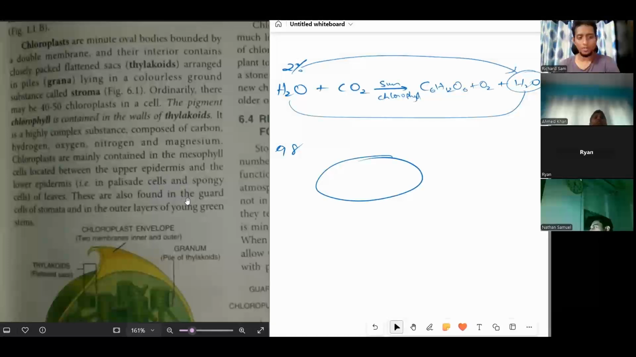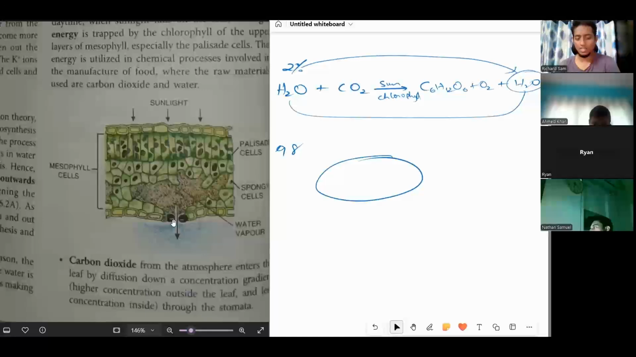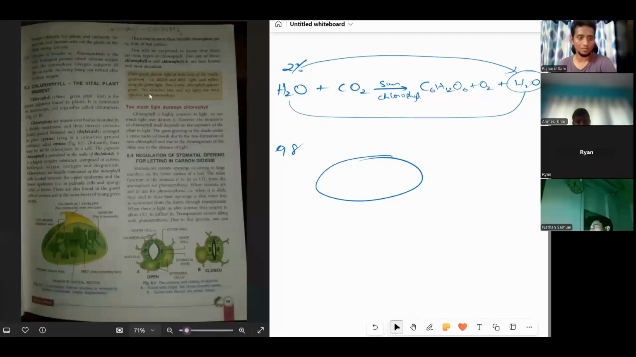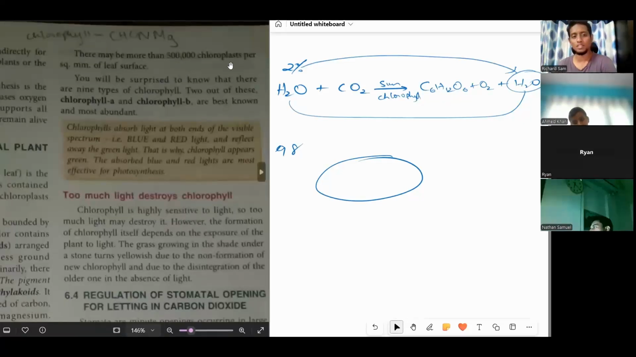You also find chloroplasts in the guard cells. See, this is the guard cell, right? The guard cell is what controls whether the stomata opens or not. So guard cells also have chlorophyll in them, chloroplasts. Look at this. There may be more than 5 lakh chloroplasts per square millimeter of a leaf surface. In that small gap, 1 square millimeter, you can have 5 lakh chloroplasts. So very small structures.